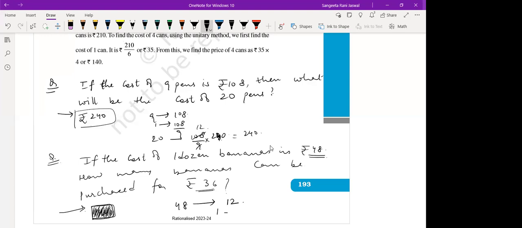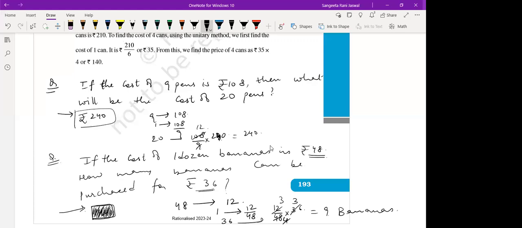So that means in 1 rupee, you are getting 12 by 48. So in 36 rupees, you are getting 12 by 48 into 36. Now you just have to calculate. 12 you can cancel. 12 fours are 48. So 3 into 3 will be 9. So that means 9 bananas you can purchase. Okay, good. Good children.